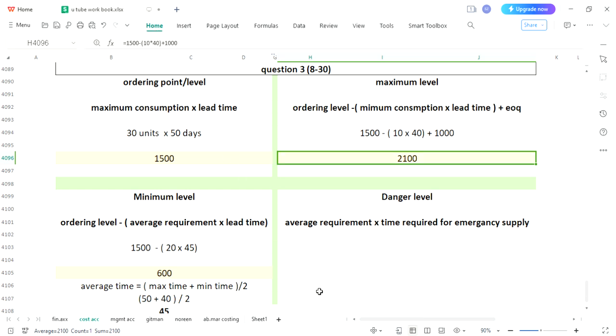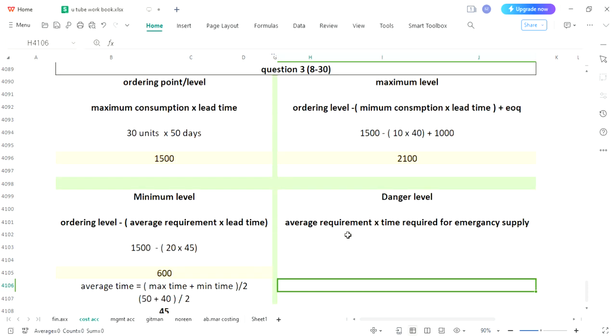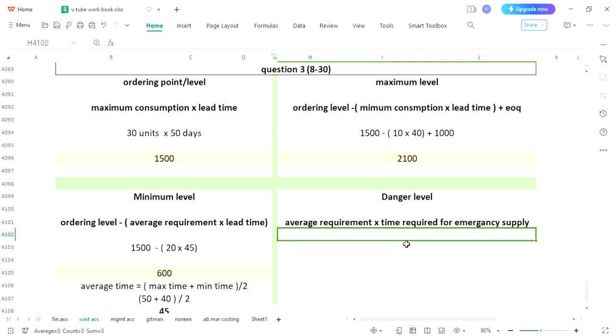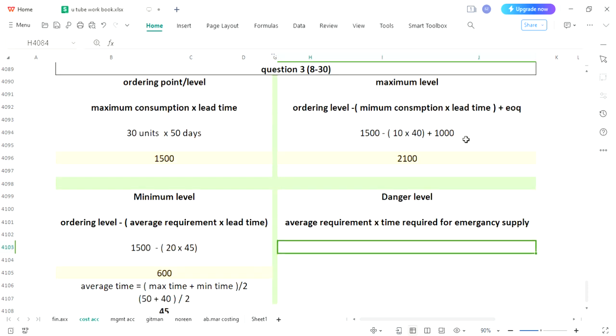And finally there is the fourth requirement as well, though it's the first time we are calculating danger level. The formula we have already written. Average requirement is needed, and then time required for emergency supply. Let's go back to the question and see how much the average requirement is. Look here, the first point given over here is average requirement. The number of units is 20. Just simply put 20, following the formula.